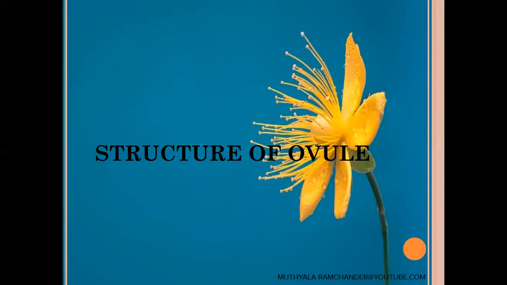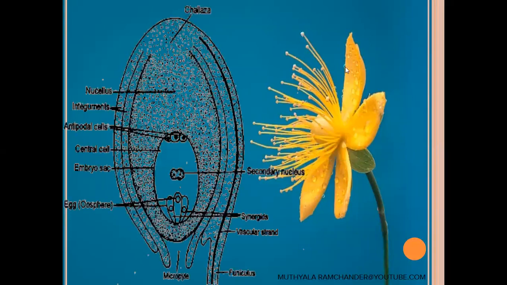See here, we discussed the ovule structure. See children, it is the matured ovule structure. The ovule develops from the integument layer tissues.